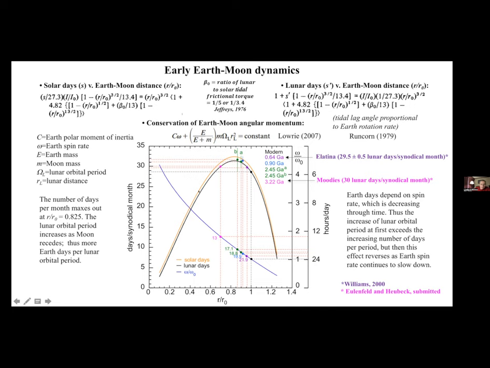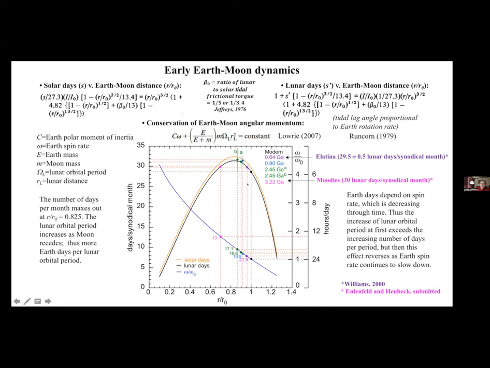This is lunar days, and there's also the potential that some tidalites or fossils respond to solar days. But the lunar orbital period increases as the moon recedes. So the moon is receding in this and toward the right, and so the lunar orbital period increases, and there are more Earth days per lunar orbital period. But Earth days also depend on the spin rate, which is decreasing through time, and so the increase of lunar orbital period at first exceeds the increasing number of days per period, but then this effect reverses as the Earth spin rate continues to slow down.